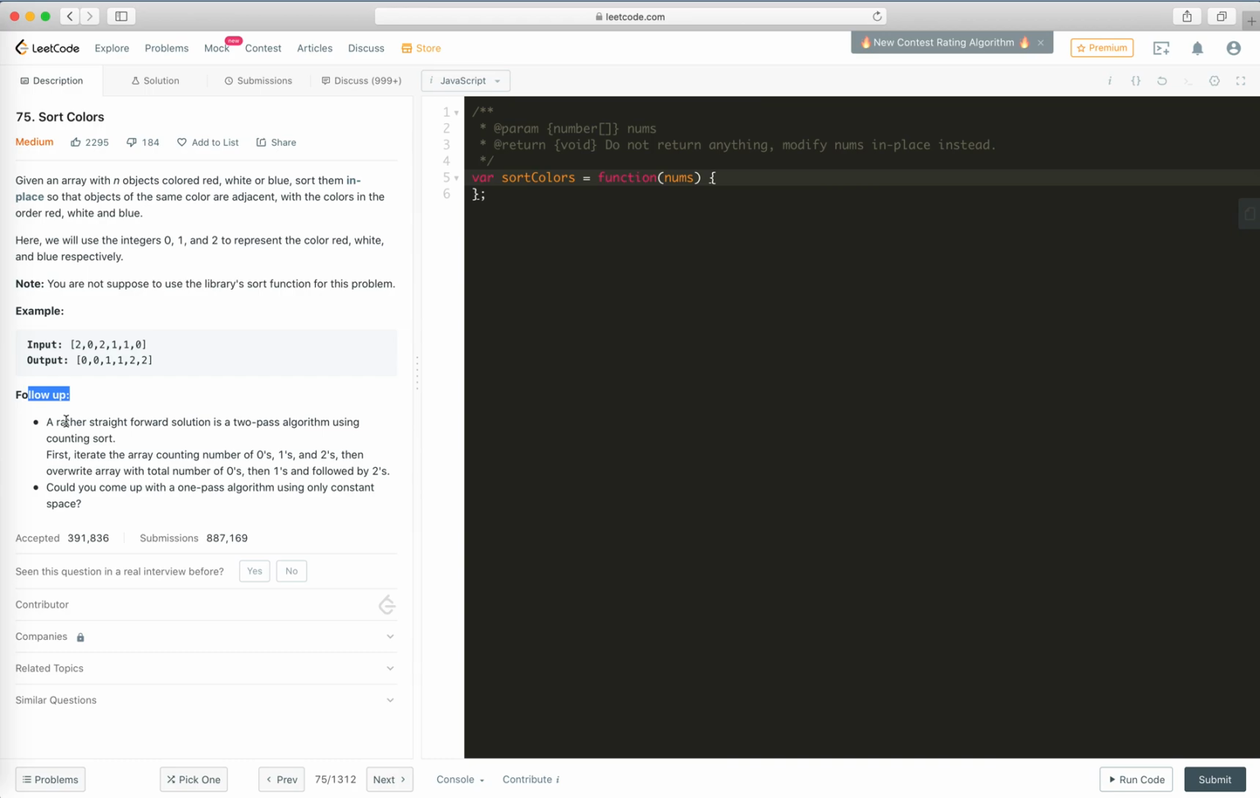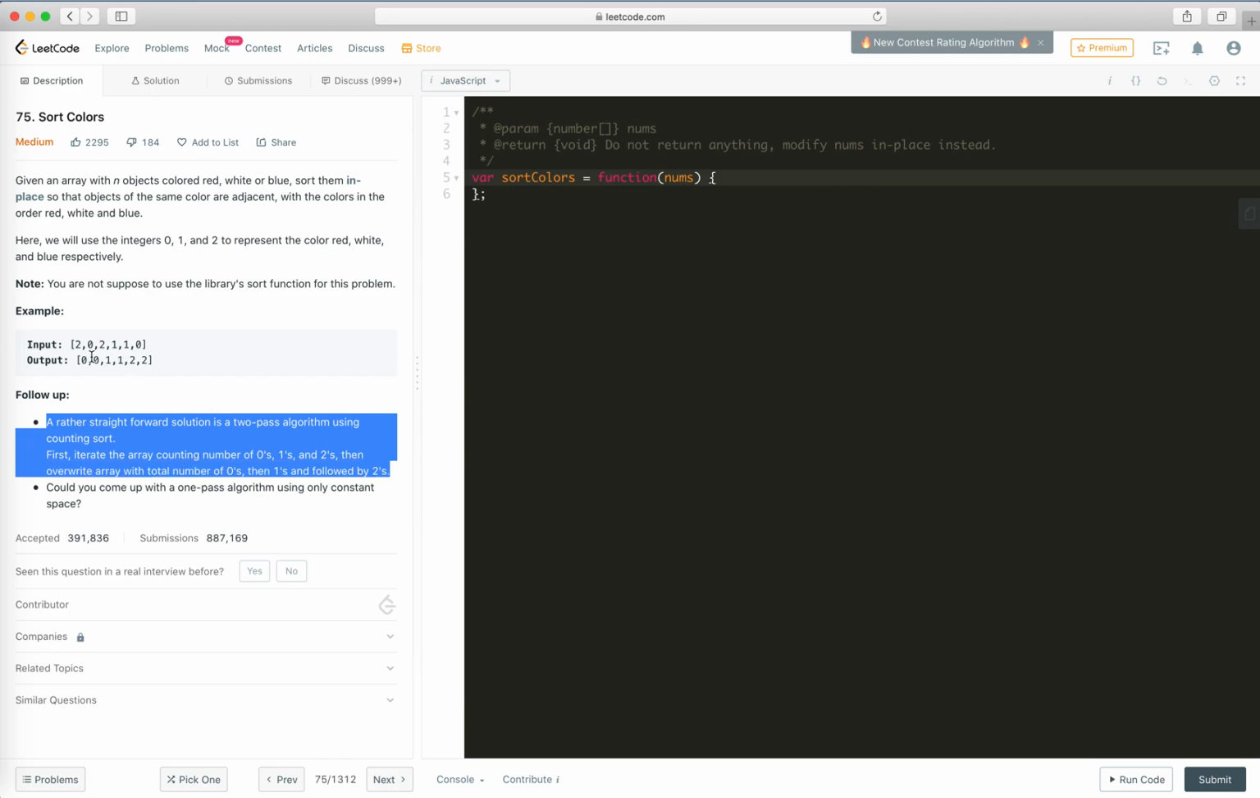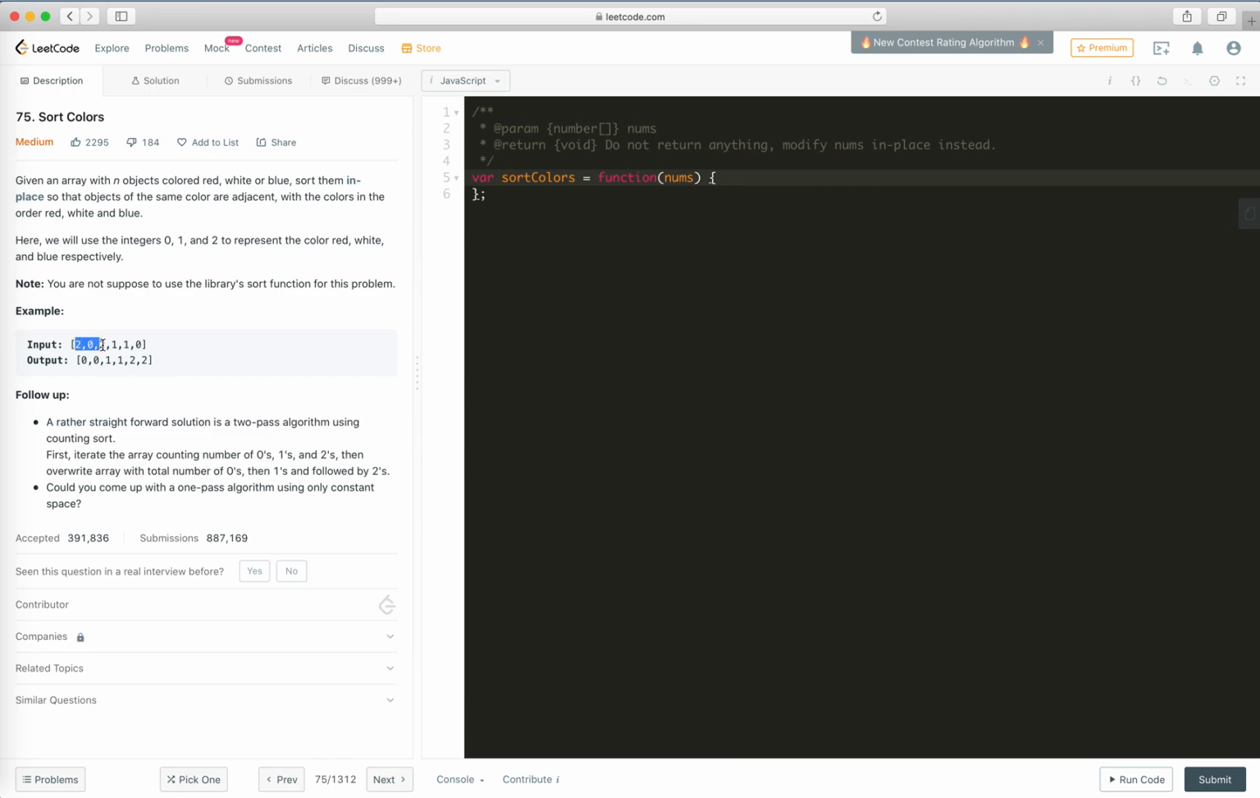A rather straightforward solution is a two-pass algorithm using counting sort. First, iterate the array counting the number of zeros, ones, and twos, then overwrite the array with the total number of zeros, then ones, followed by twos. Well, this is just the solution, right? We count them with one pass. We got two zeros, two ones, and two twos. So we rewrite the array.